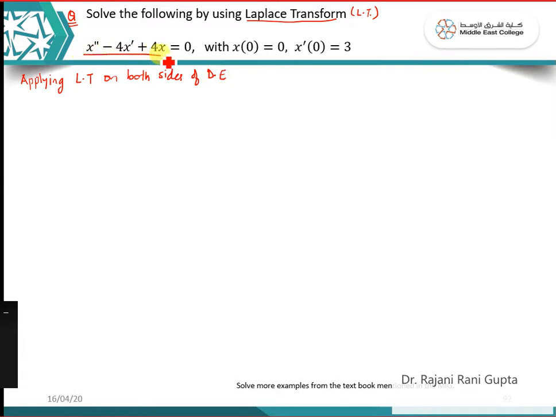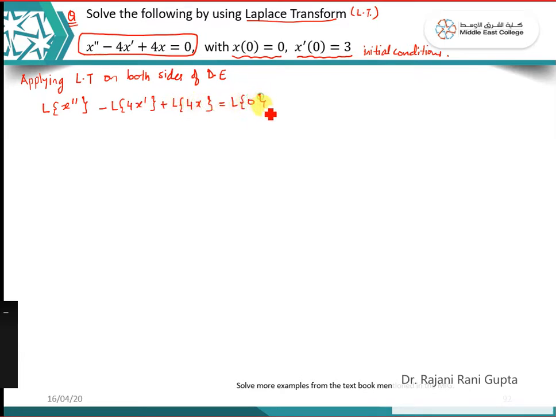Okay, so this is our differential equation. Now it's a second order differential equation, and it is provided with two initial conditions. Okay, so when we apply the Laplace transform, it will give us Laplace transform of x double dash minus Laplace transform of 4x dash plus Laplace transform of 4x is equal to Laplace transform of 0.